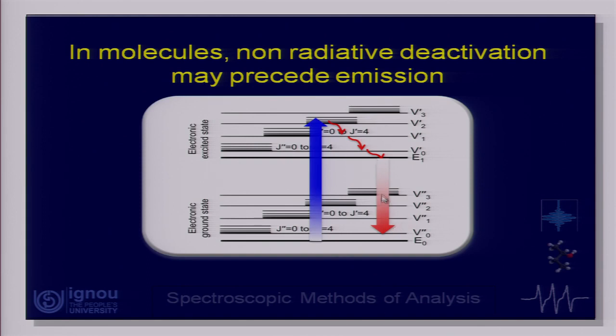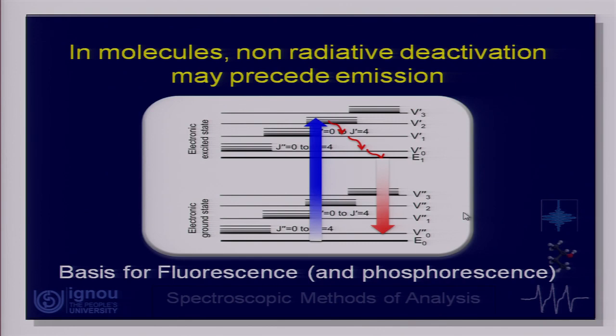That means, in this case there is a non-radiative deactivation, say from here till here, and thereafter there is a radiative emission there. This actually is the basis for our fluorescence and phosphorescence spectroscopies, which again will be taken up later. Okay. Let us continue and see that there are two more phenomena.